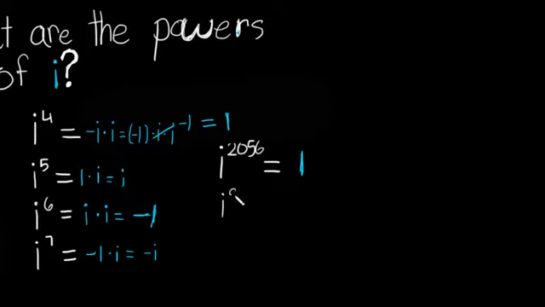If there was i to the 999 power, how would you find this? Well, let's see. What number lower than 999 is divisible by 4? Well, 996 is divisible by 4, and i to the 999 is the same thing as i to the 996 times i to the third power. And then i to the 996, since it's divisible by 4, just equals 1, and 1 times i to the third is just i to the third, and i to the third is -i.